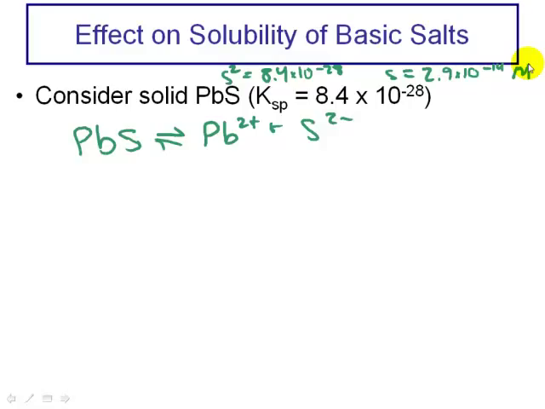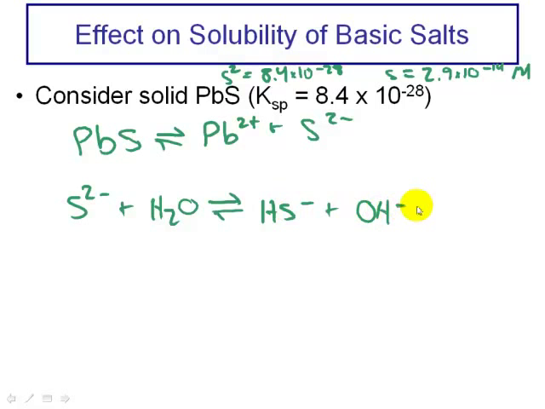So, once this dissolves and forms lead and sulfide ions, these sulfide ions can then participate in other reactions. Sulfide reacts with water, and it's going to produce HS- and hydroxide because this is a base, right?